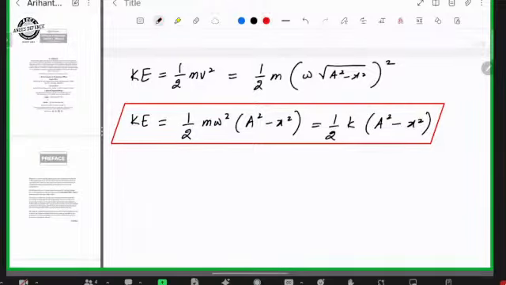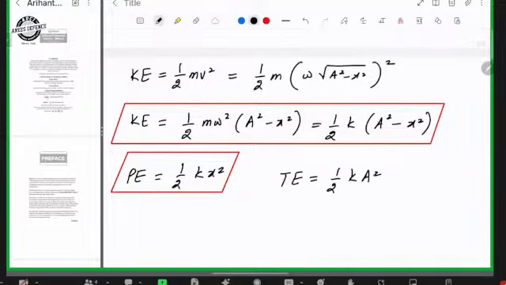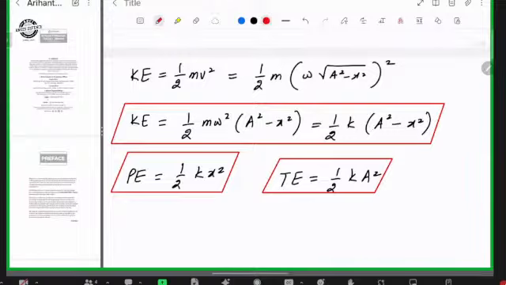Understood? Similarly, the formula for potential energy can be written as half kx square. And the formula for total energy will be equal to potential plus kinetic energy. So when you do it, half kx square gets cancelled, and the remaining formula for total energy will be equal to half ka square. You have to remember these three formulas: Amar Akbar Anthony. Kinetic energy, potential energy, and total energy.